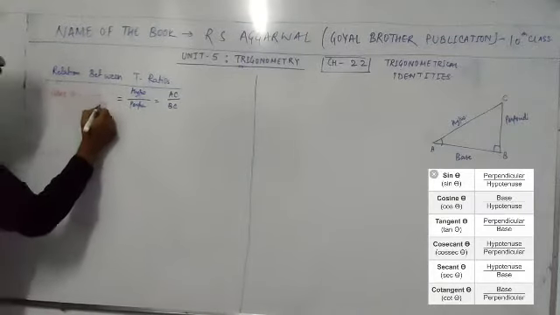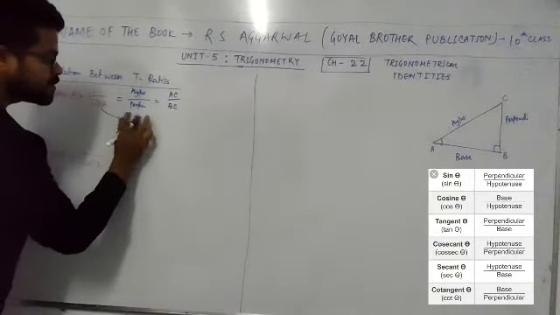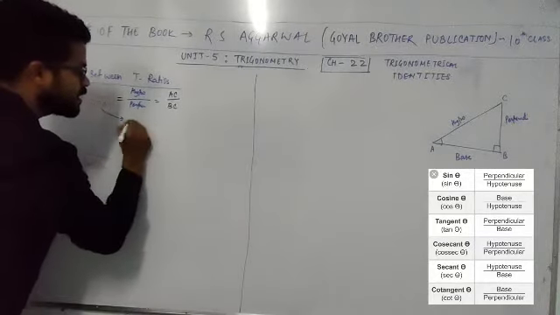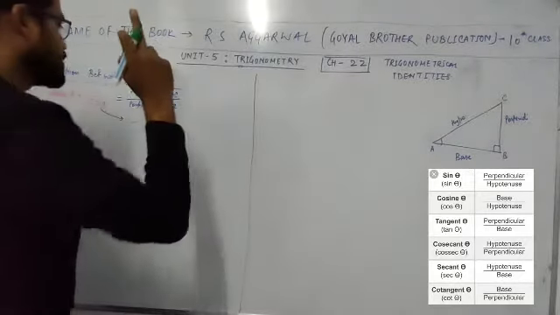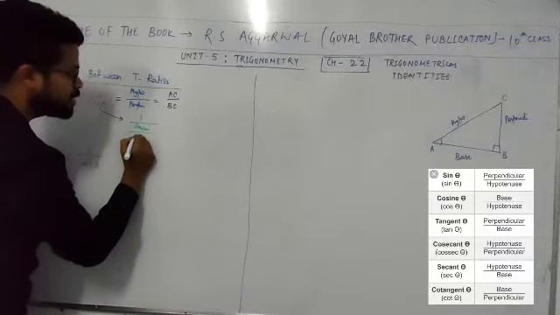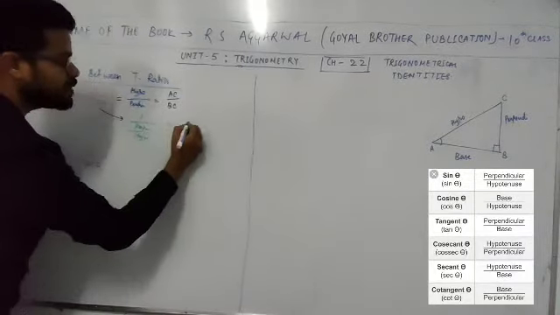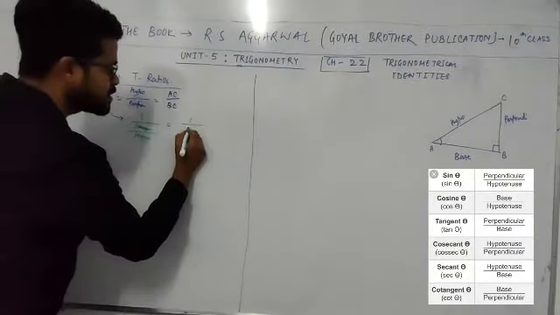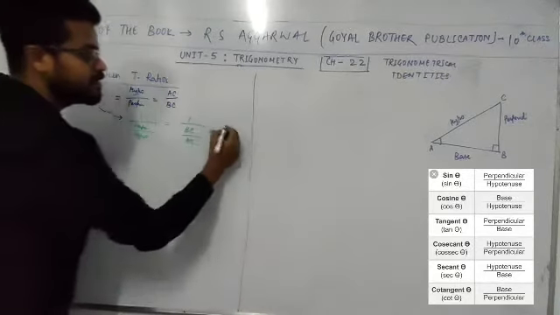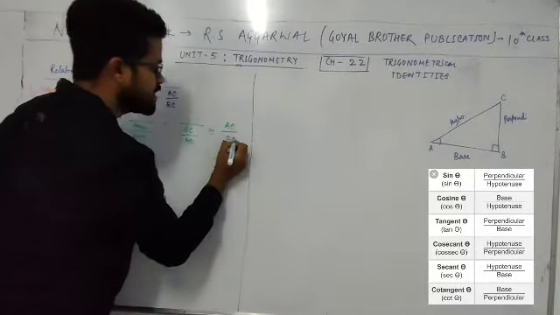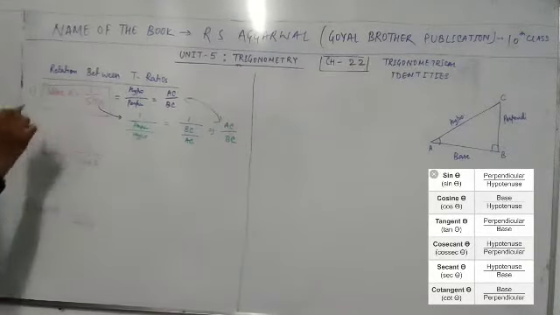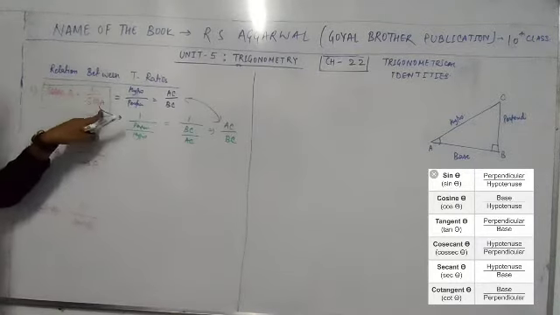Now, come to this part. This is 1 upon sin A. Remember, sin A is perpendicular upon hypotenuse. If we put this value, perpendicular is BC and hypotenuse is AC, so we easily get AC by BC. So both are the same. So learn this: cosec A is the inverse of sin A.